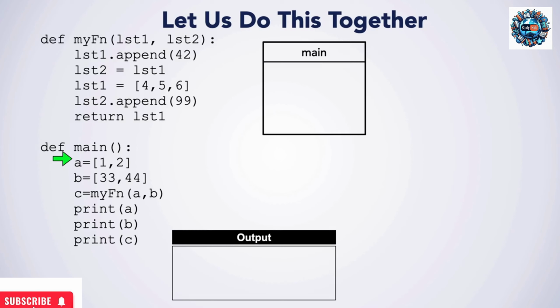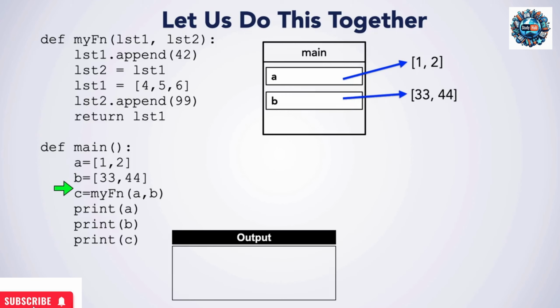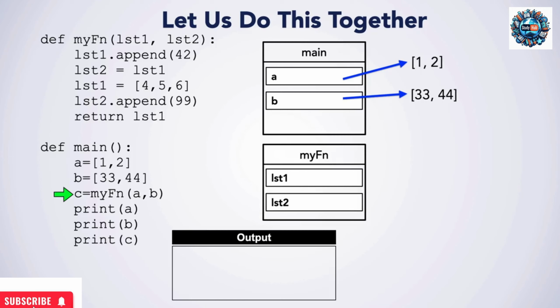We'll start at the start of main. We make the list 1, 2 in the heap and make A point at it. Likewise, we make the list 33, 44 in the heap and make B point at it. Next, we are calling a function, myFn of A and B. Calling a function uses the same semantics you have seen before. We create a frame and pass parameters.